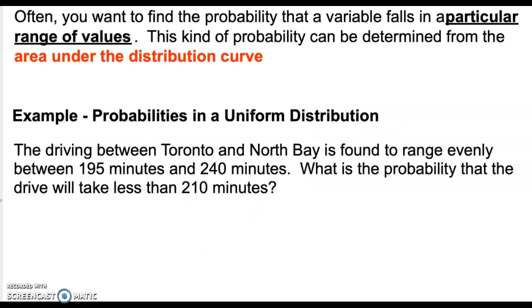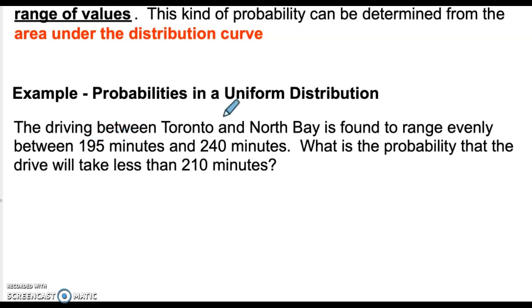So often you want to find the probability that a variable falls in a particular range of values. This kind of probability can be determined from the area under a distribution curve. That might seem complicated, but we'll do an example to show you how to figure that out.